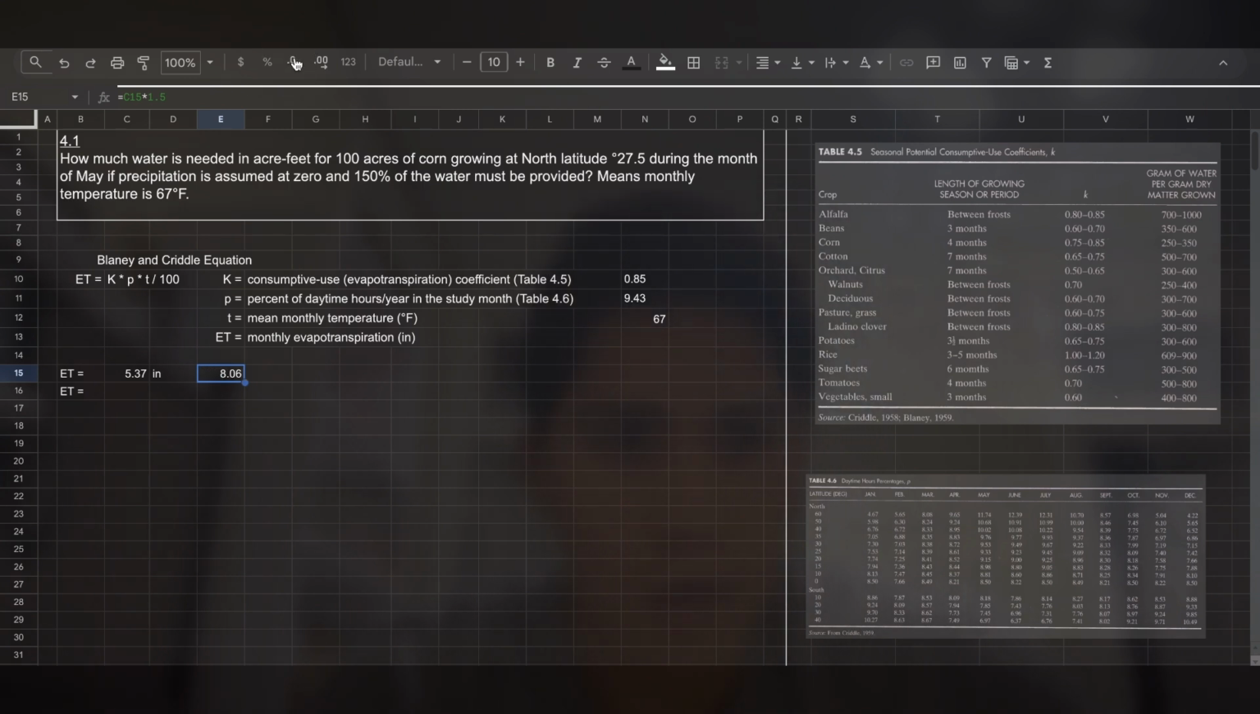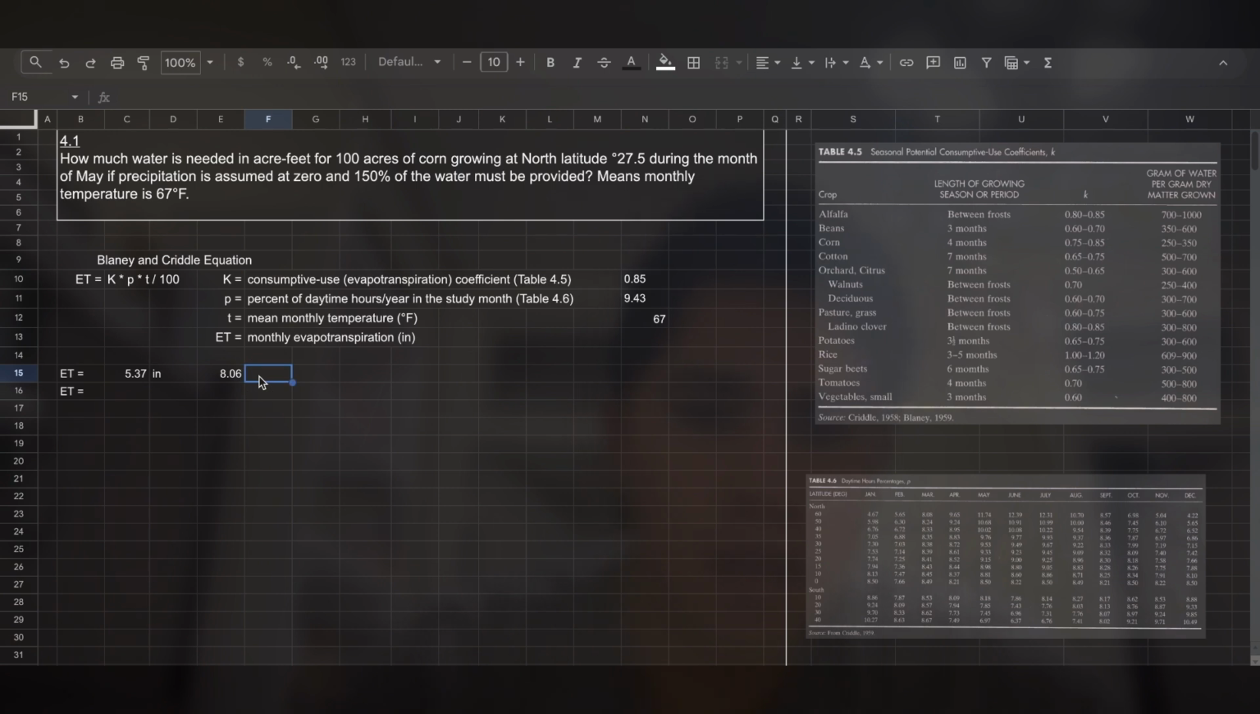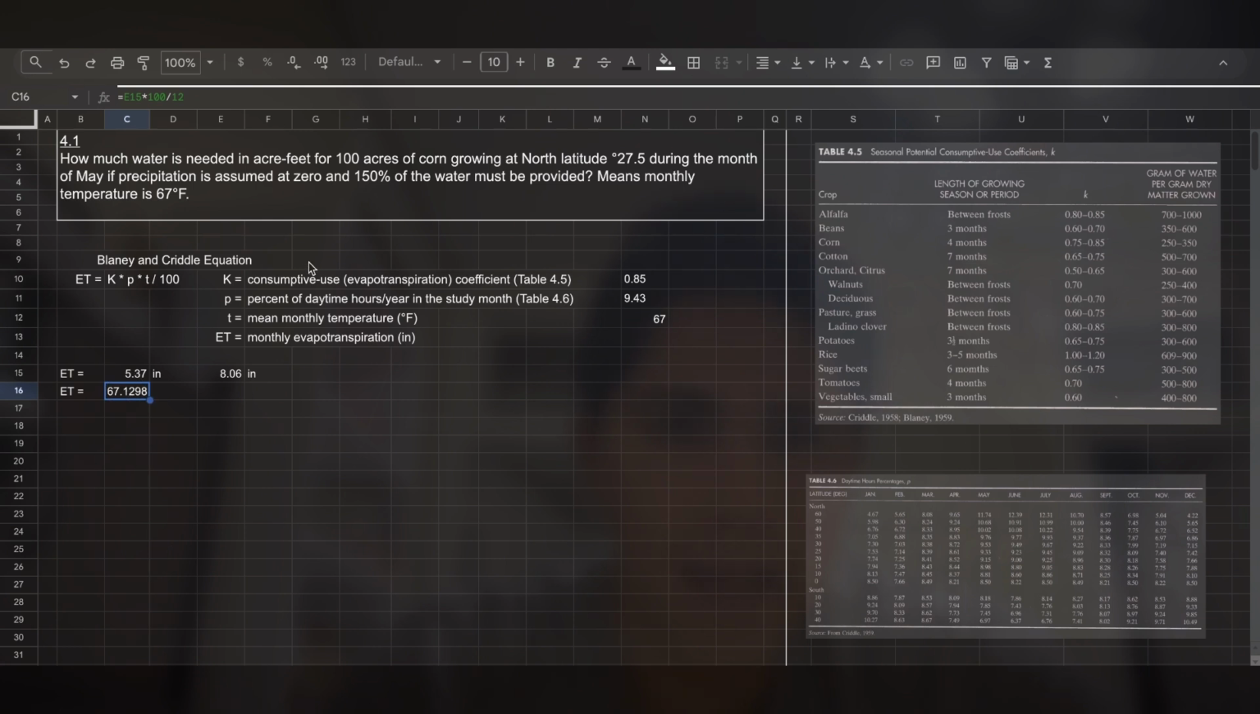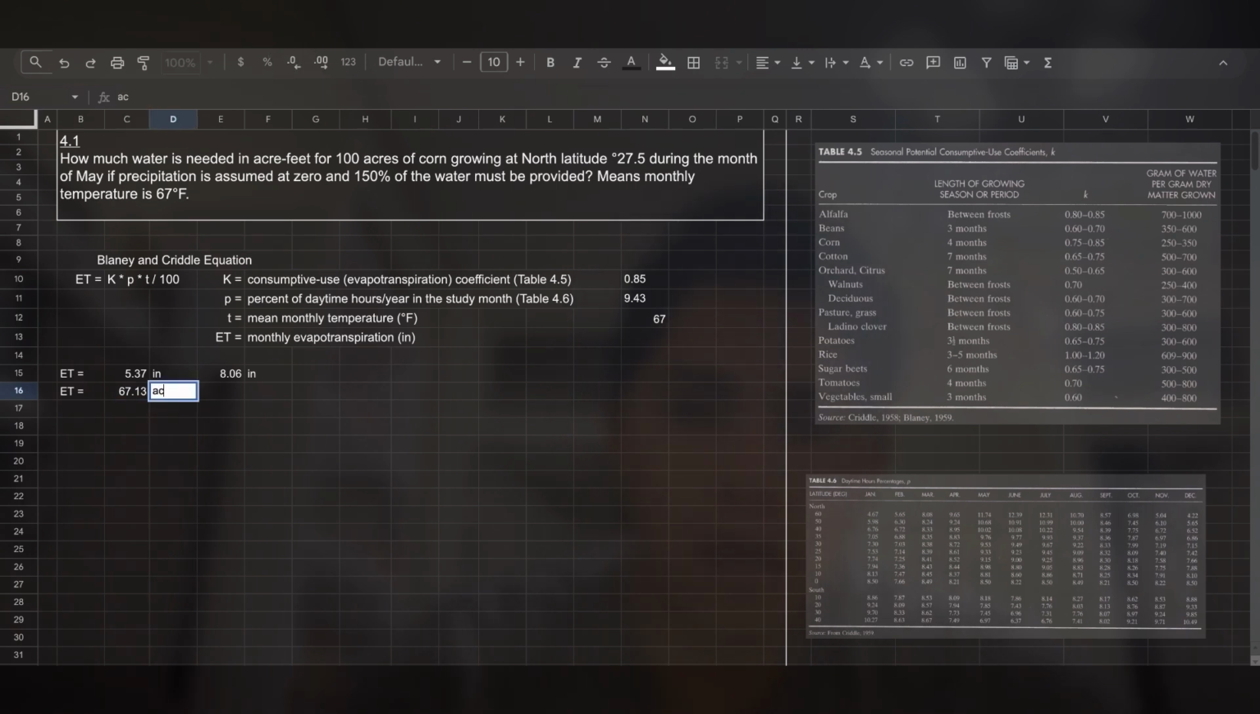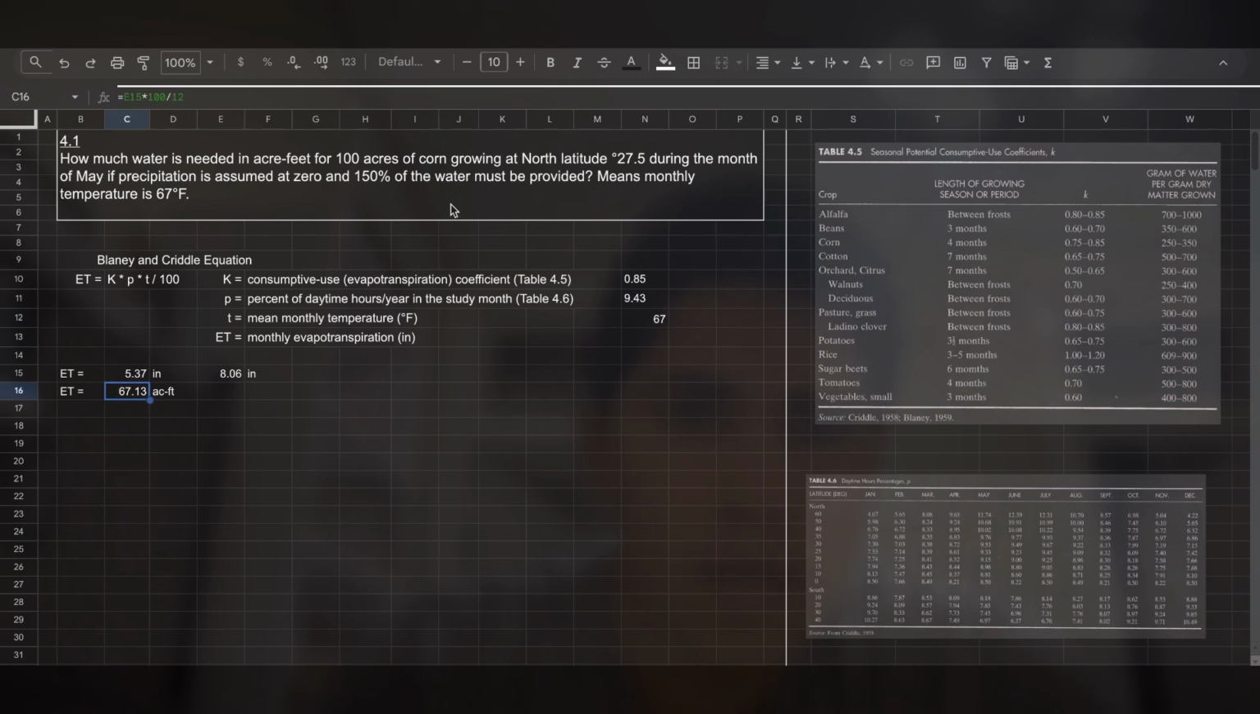So it's gonna be about 8.06 inches, and to get the volume of that, we're gonna have to multiply that by the area, which is 100 acres, but this is inches, so let's divide it by 12 to get it in feet, and with that we should get acre feet, and it's 67.13 acre feet. And this is right here the final answer for this problem.